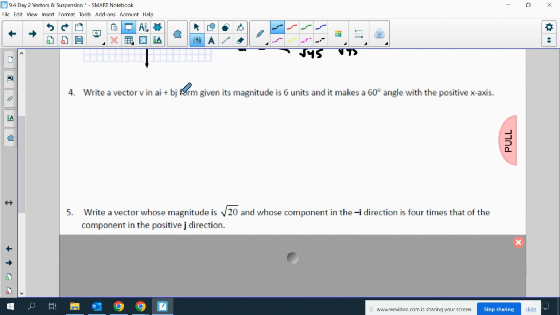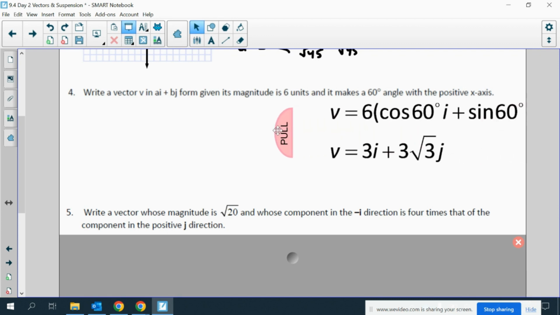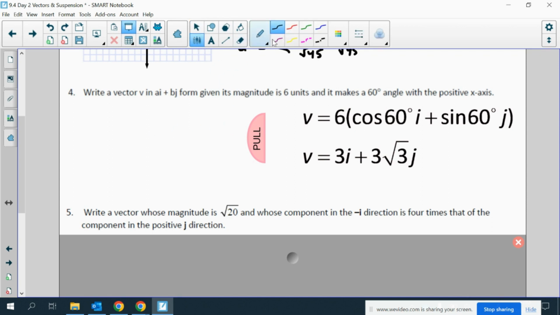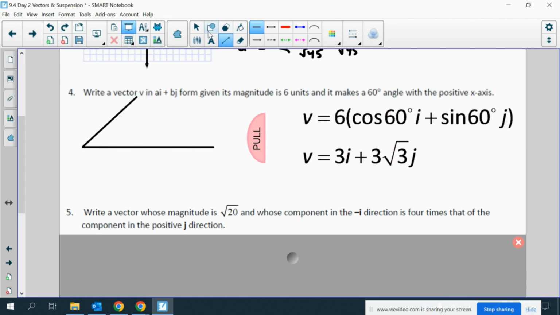Number 4, write a vector in the ai plus bj form, given that its magnitude is 6 units and it makes a 60-degree angle with the positive x-axis. So here's our answer. And how we get there is we can take a drawing where we have something that looks like a 60-degree angle. The magnitude is 6 units, and we want to convert this to figure out what is going in the x direction and what's going in the y direction. So if we find out what's going in the x direction and what's going in the y direction, then we could just find the whole magnitude of this thing.